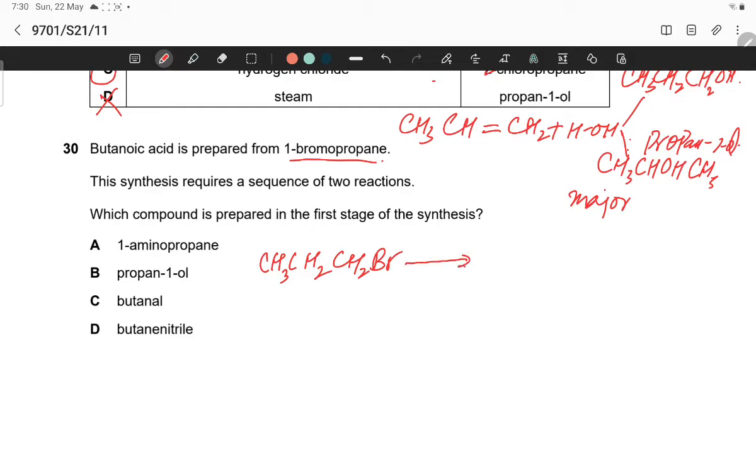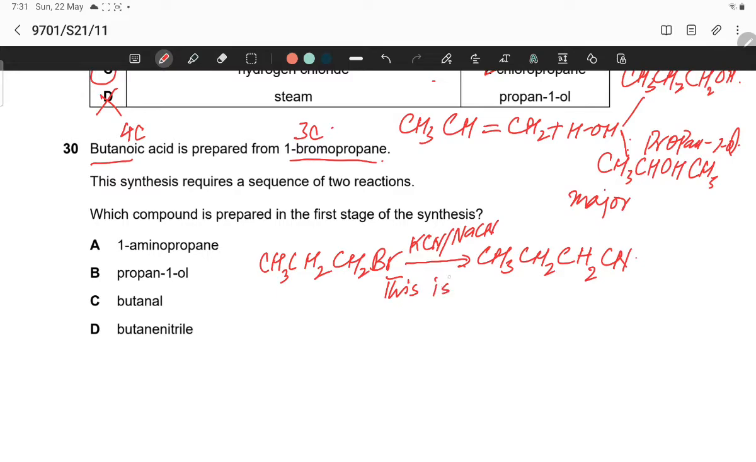In the first stage, CH3 CH2 CH2, because in butanoic acid there are 4 carbons and over here there are 3 carbons, so we must have 4 carbons. So we use HCN, NaCN or KCN over here in ethanolic medium. CH3 CH2 CH2 CN. So this is nucleophilic substitution.